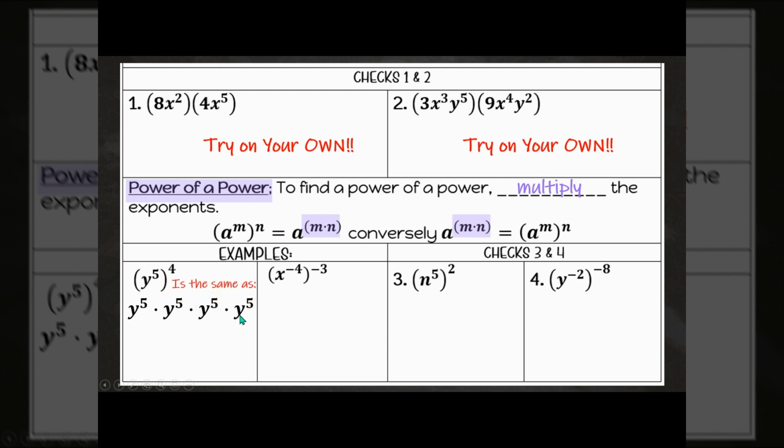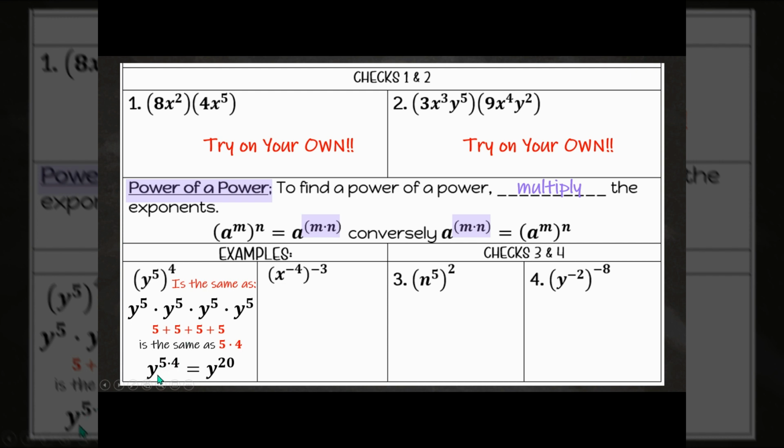So what I want you to know is that if I have 5 plus 5 plus 5 plus 5, that's the same thing as having 5 times 4, which is why we can multiply when we have our power to a power rule. So whenever we have a power to a power, we multiply the exponents. Whenever we have the product of powers, which we had on the previous examples, that's when we add the exponents.